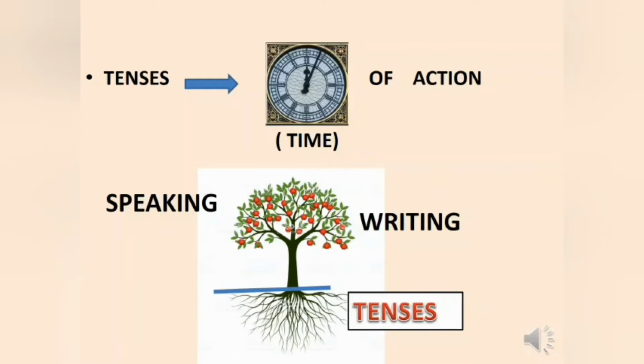Tenses means time of action. Children, if you want good fruits, you have to strengthen the roots of trees or plants. So here in English grammar, tenses means roots. And if you want to improve your speaking and writing skill, you have to focus on tenses and study well.